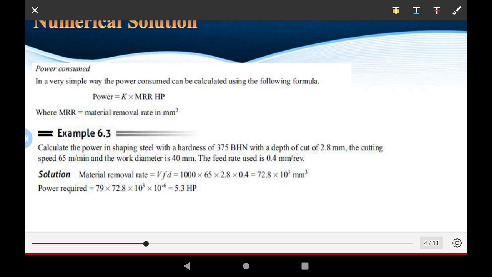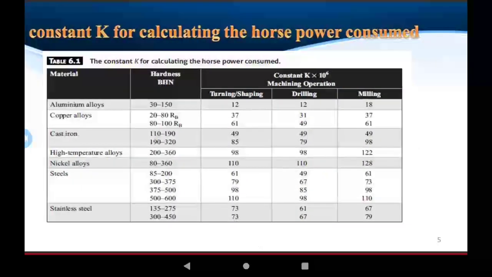This is how to solve these problems. K is the constant value for calculating the power required. Okay, the constant value is different for different materials and different BHN numbers. Now the analysis for aluminum alloy: the BHN number is 150, and for turning the K value is 12, and drilling is 12, and the milling machine is different. These are all the different manufacturing operations performed on the materials.